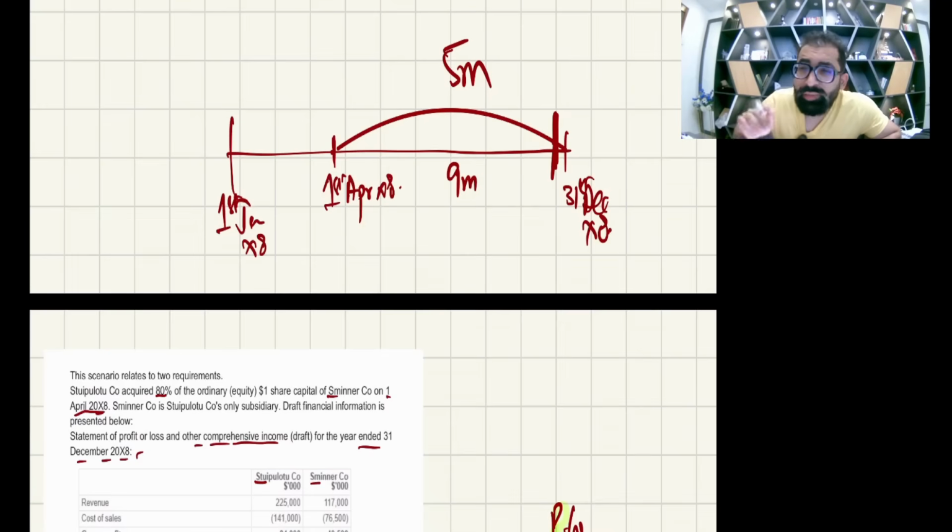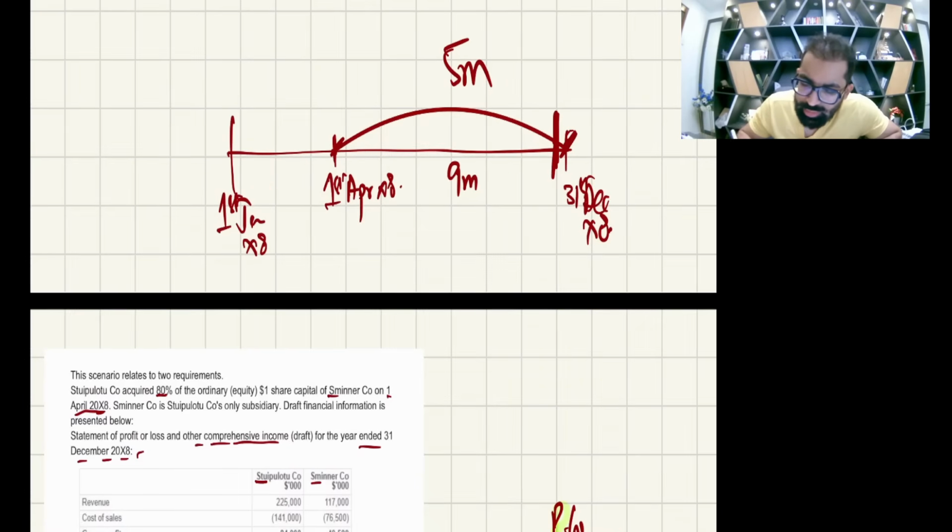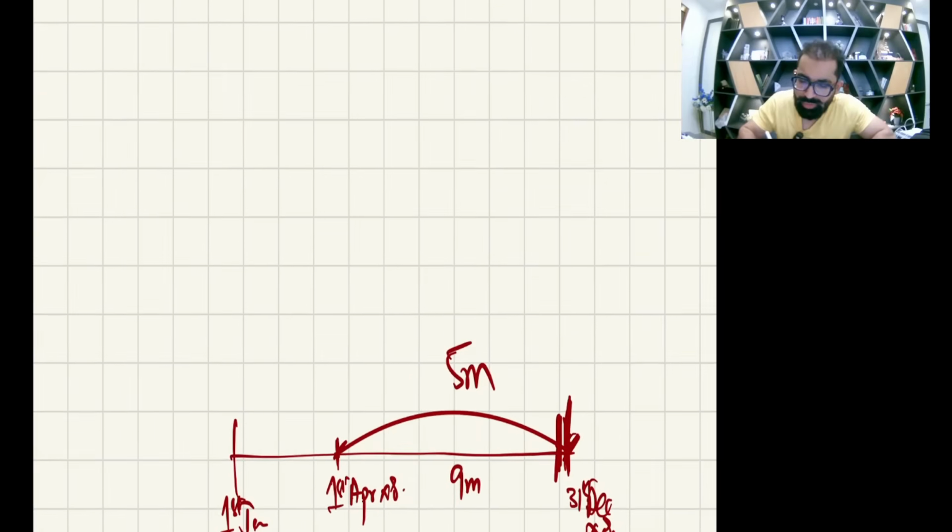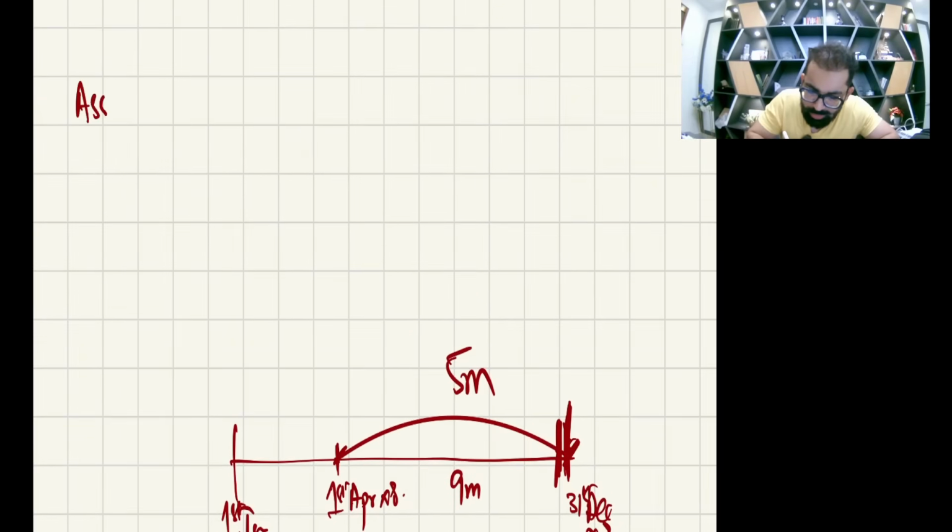As we have acquired this associate during the year, between this date and this date there is only a 9 months gap. The 9 months gap is for the year, so for the year we will also use 9 months. And for as at, if I'm talking about SOFP, 9 months profit will also go in the SOFP, right? Okay. So first, let me calculate associate share of profit. How do we calculate associate share of profit? Very simple.